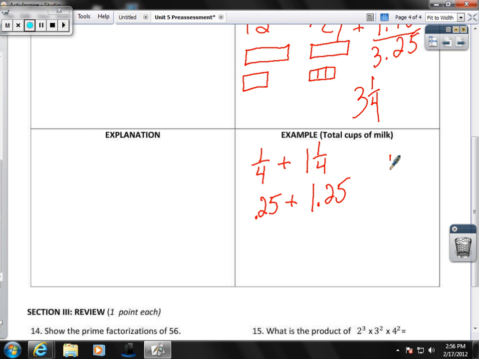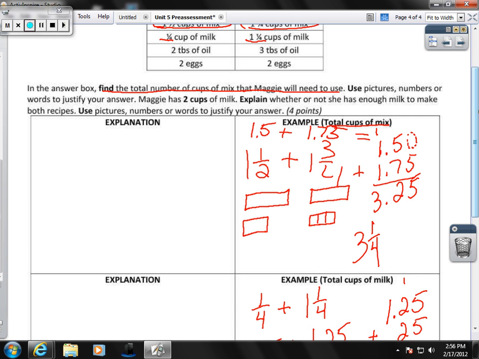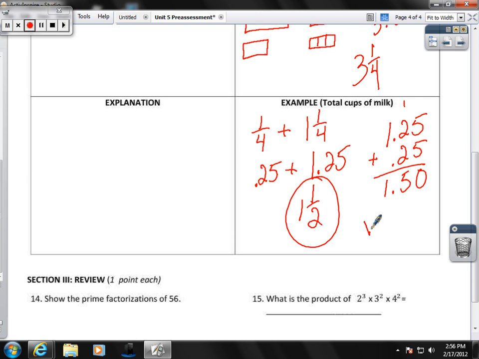And now I'm going to add plus 25 hundredths. 5 and 5 is 10. 2 and 2 is 4. Plus 1 is 5. 1 plus nothing is 1. We have 1.50, or 1 5/10, 1 50 hundredths, which is equivalent to 1 1/2. So she has 1 1/2. She needs 1 1/2 cups of milk. She has 2 cups of milk already. So yes, she has enough.